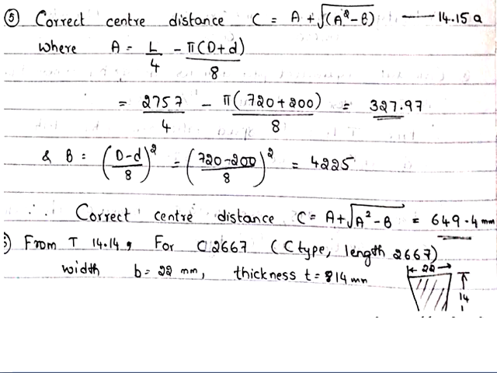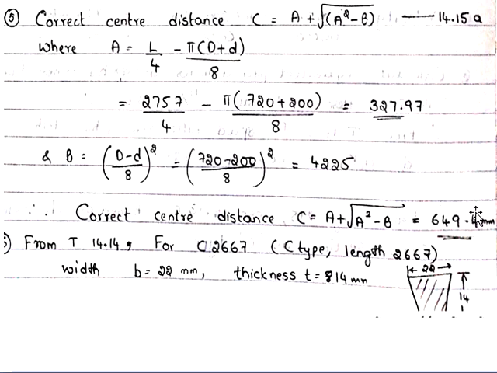Step number 5, correct center distance. It is given by equation number 14.15a. In this equation, what is A, what is B? These two equations are given exactly below equation number 14.15a. All the values are known here. Substitute, you will get correct center distance as 649.4.